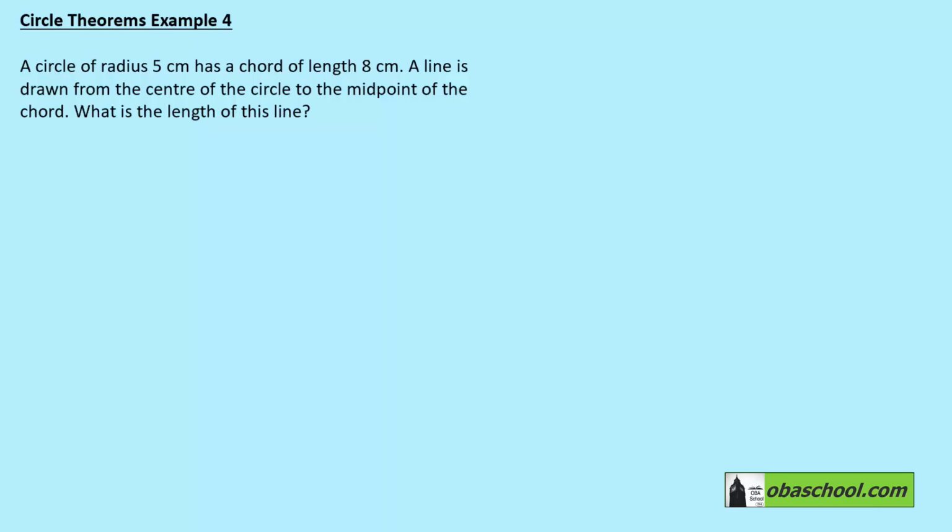A circle of radius 5 centimeters has a chord of length 8 centimeters. A line is drawn from the center of the circle to the midpoint of the chord. What is the length of this line?